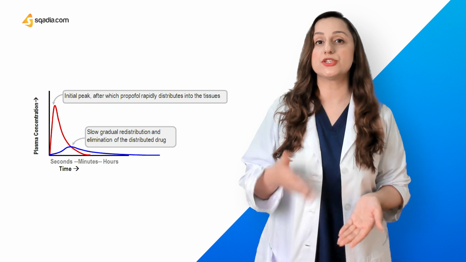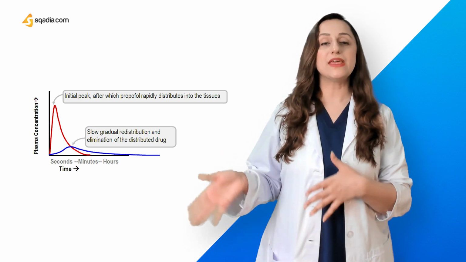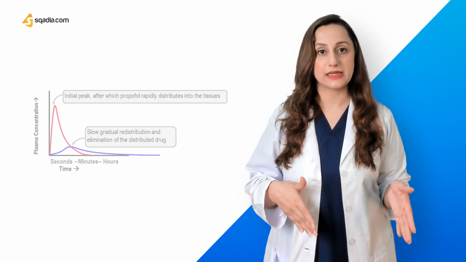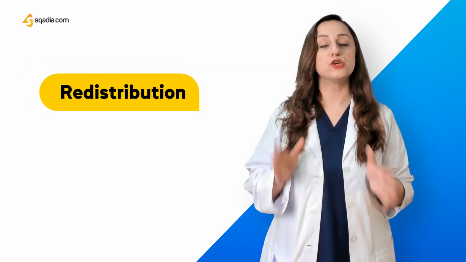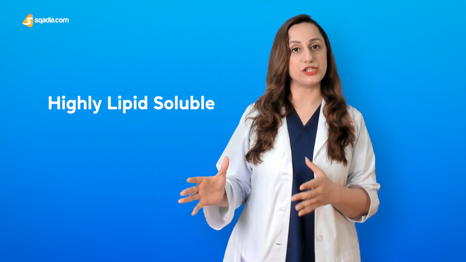In the start of this lecture, we studied the example of propofol, where the drug first distributed to the brain and then returns to the plasma. This is the process of redistribution. Drug is transferred back to the plasma. This is commonly seen in drugs that are highly lipid soluble.